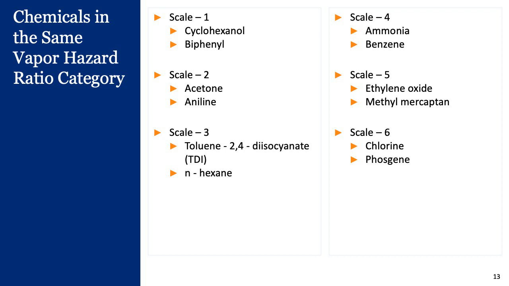So in this slide, I'm showing chemicals that are in the same vapor hazard ratio category. And they don't necessarily have to be in the same family. So this is, for example, in scale 4, ammonia is an inorganic compound, benzene is an organic compound, but they both are volatile substances. And what this means is that both of them require the same level of control.